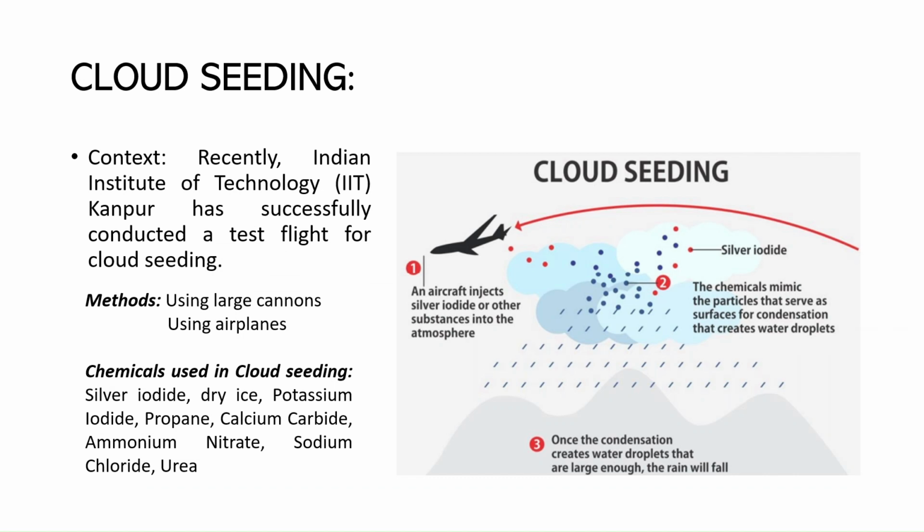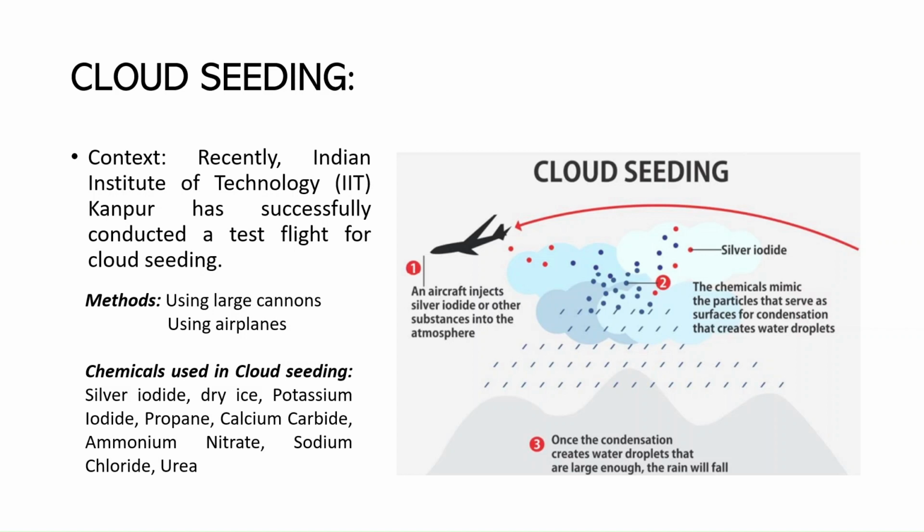Moving on, recently the Indian Institute of Technology Kanpur, IIT Kanpur, successfully conducted a test flight for cloud seeding. But what exactly is cloud seeding and why does it hold such significance? So imagine having the power to create artificial rain. That's the magic of cloud seeding. So rainfall, as you know, occurs when moisture in the air reaches a saturation point, which results in condensation and precipitation. Cloud seeding is all about accelerating this process by introducing specific chemical particles known as the nuclei that provide a surface for condensation to occur around, right?